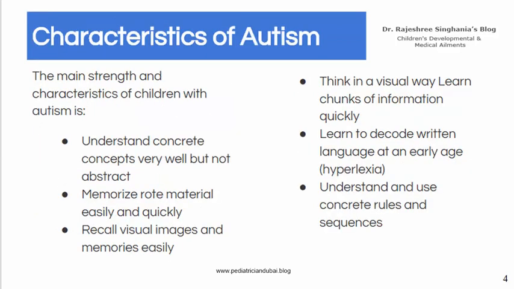What are the strengths these children have? They can understand concrete concepts very well. They can memorize very well. So in fact, their excellent memory masks their inability to learn verbal reasoning or comprehension skills. They can recall visual images and memorize pictures very well. They may be hyperlexic and learn to read at an early age, and they can learn to use concrete rules and sequences, and we have to introduce this in our teaching methods so that they learn easily.